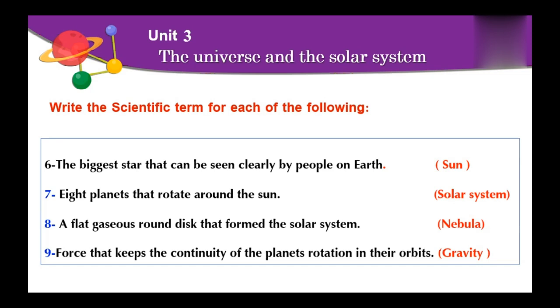It is Sun. Number 7. 8 planets that rotate around the Sun. So solar system. Flat gaseous round disk that formed the solar system. It is nebula. Number 9. Force that keeps the continuity of the planet's rotation in their orbits. Gravity.